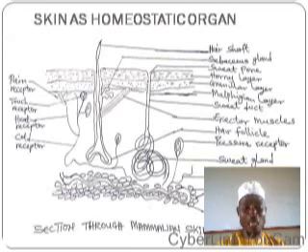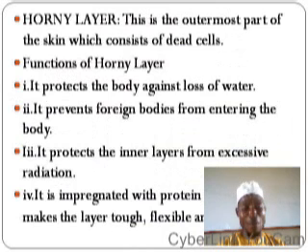Our topic today is skin as a homeostatic organ. Skin is referred to as a homeostatic organ because it takes part in the regulation of the internal environment of the body. The skin covers the entire surface of the body. That is why it is referred to as the most extensive organ in the body of mammals.